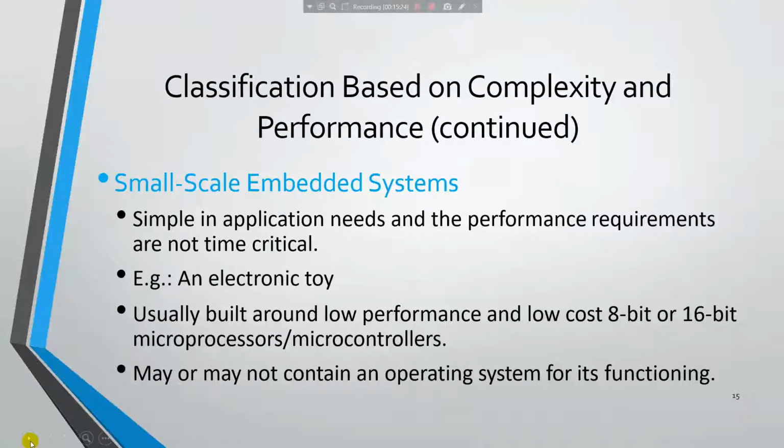Coming to small scale embedded systems, these are simple applications and the performance requirements are not time critical. We can call it an electronic toy, a remote control toy, a remote control car. These things come under small scale embedded systems. The reason is that time criticality is not needed. It's not critical. That means if I say the system has to respond in 5 milliseconds, it doesn't matter. If it takes 1 second also, it doesn't matter. If I push a button and get an output from a particular toy after 1 second, it doesn't matter. So that comes under small scale embedded systems.